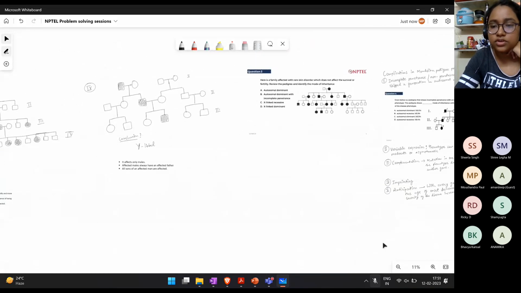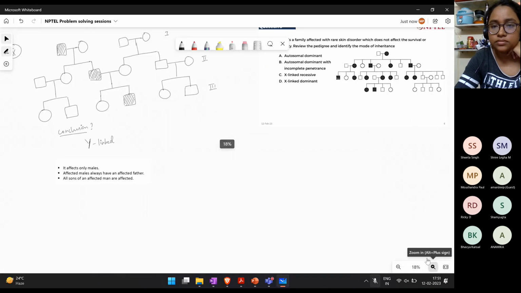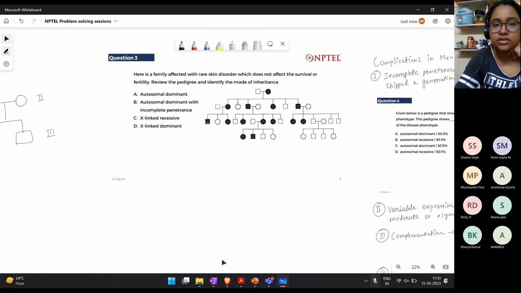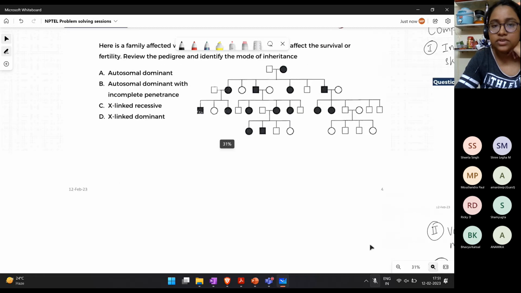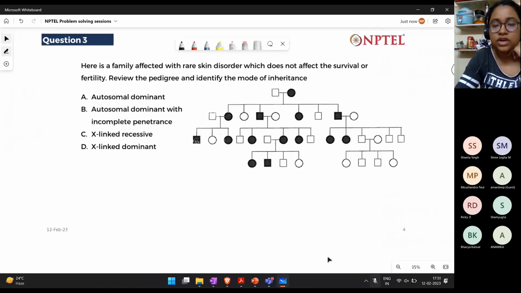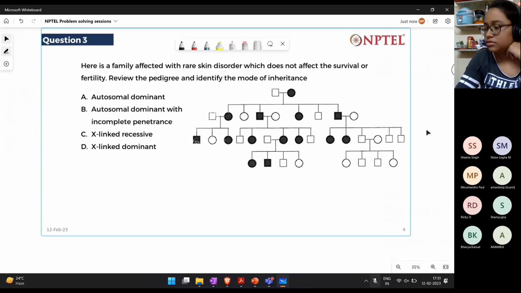Now this is another question for you guys, and it is based on whatever we have discussed till now. We have to analyze this pedigree given here, okay? And understand what is the mode of inheritance.